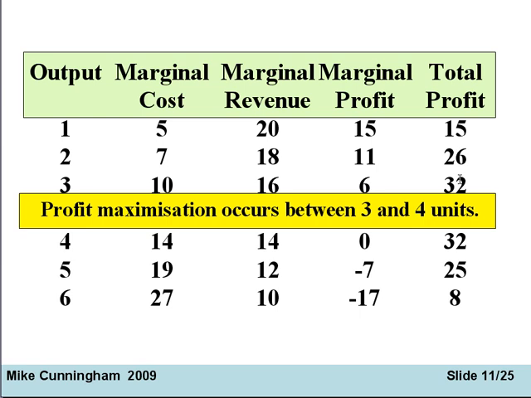The profits are rising up to 32, then the profits are falling back, 25 and 8. So profits increasing and falling back.